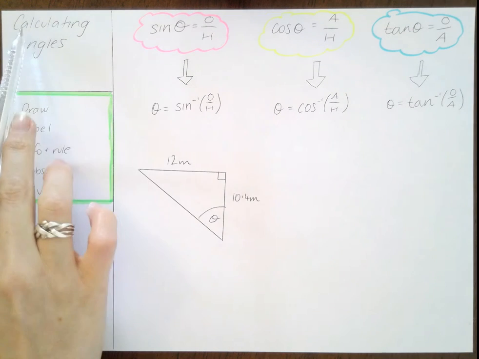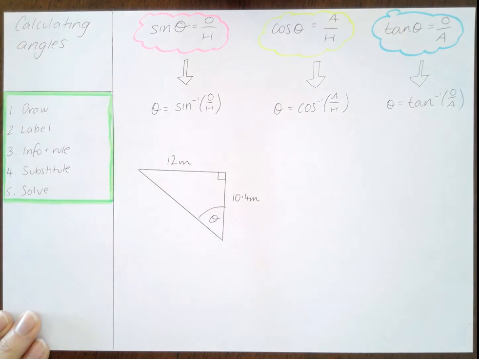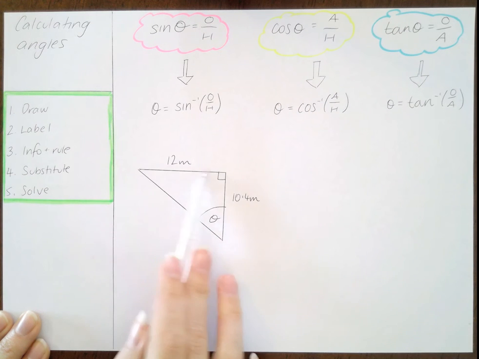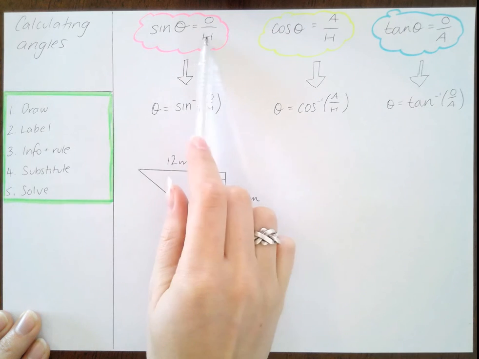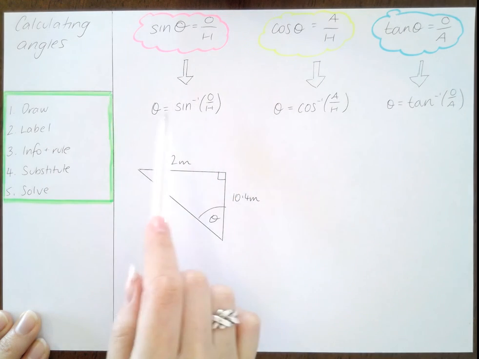This lesson we're looking at calculating unknown angles in a triangle using trigonometry. So here's our example. We know two of the side lengths, but we don't know how big theta is, or how big the angle is. In this case, we know if we're finding angles, we need to use our inverse rules.